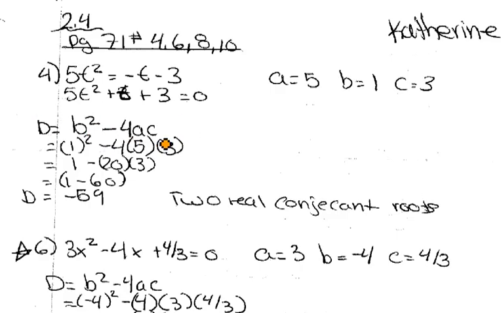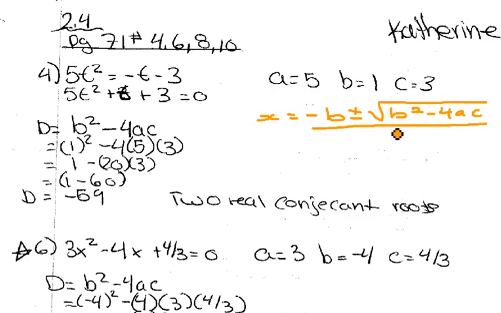The discriminant equals this. If we remember, our quadratic formula was minus b plus or minus the square root of b squared minus 4ac, all divided by 2a. The part under the square root, b squared minus 4ac, is our discriminant right here.